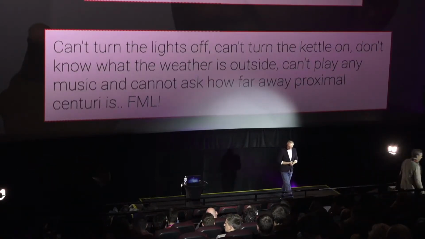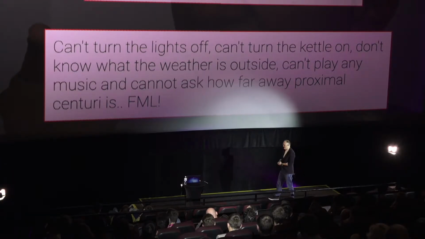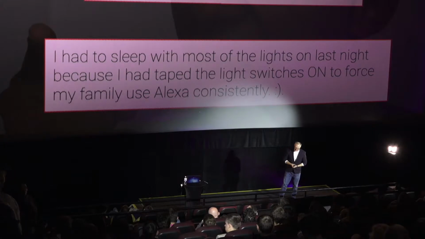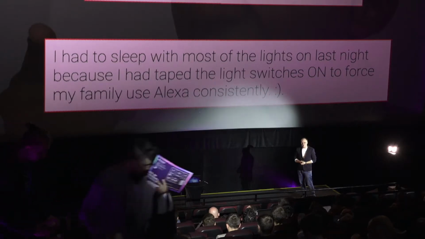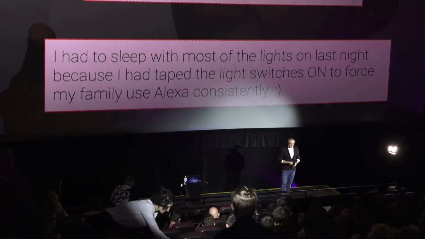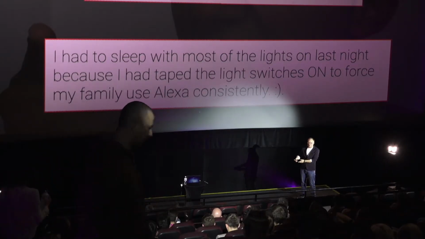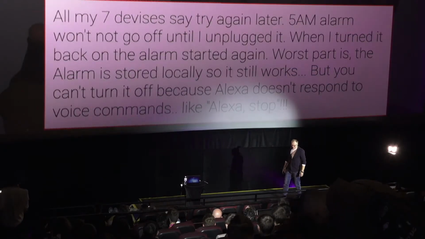It's also interesting because a person cannot know what the weather is, or how to turn on the kettle, or how to turn on music. There's also interesting feedback from a user who wanted to teach his family how to use Alexa. He taped all the switches in the on position and asked the family to use Alexa. But Alexa was down, so nobody could turn off the light. Sometimes this happens.